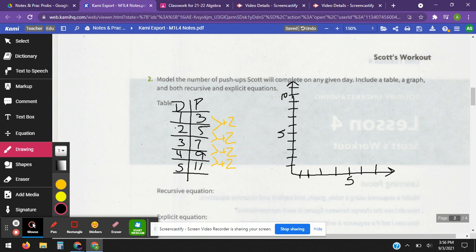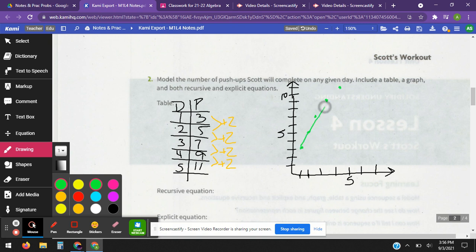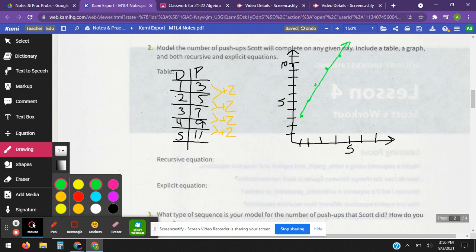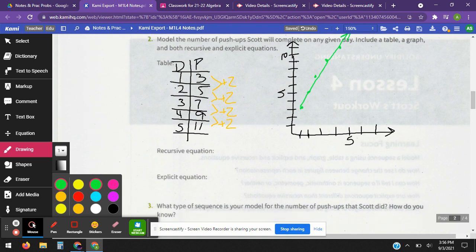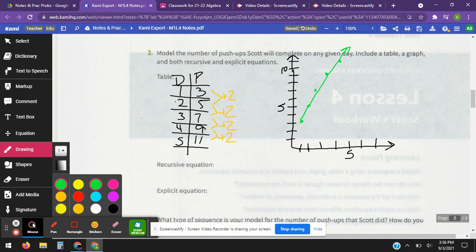It's good that we have some markings on there so we know how much we're jumping by. All right. So day 1 was 3, day 2 was 5, day 3 was 7, day 4 was 9, day 5 was 11. We can kind of see, I don't have my good lines on here, that we go in pretty much a straight line. So that means it's going to be, we'll get to that in a minute. Won't give away the secret.